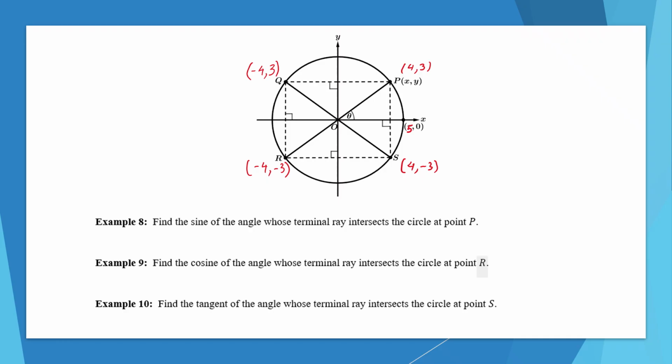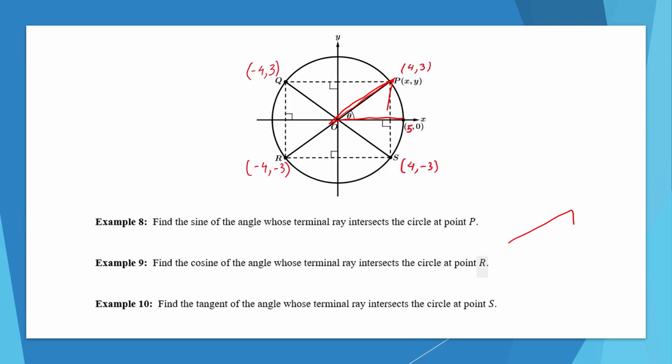And now, using these points for examples 8, 9, and 10, we want to find the sine, cosine, and tangent of these different points. So take note how they're talking about different points here. And so for 8, we're doing sine of this angle right here, theta, where it intersects with P. So this is the triangle we're going to draw out. So for each one, I'm going to draw out a new triangle. So let's see here.